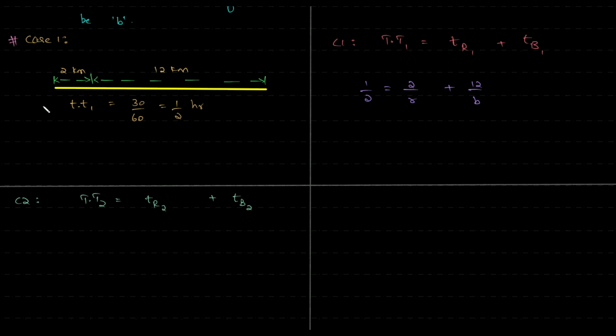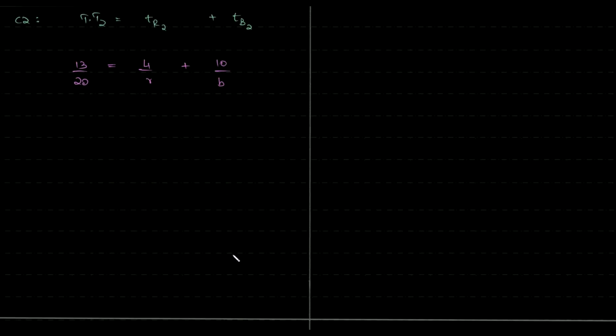Okay, now everything is clear. So we have total time is 39, that is 13 by 20, is equal to 4 by r plus 10 by b. Now let a be equal to 1 by r, or you can go with x. x is equal to 1 by r and y is equal to 1 by b.